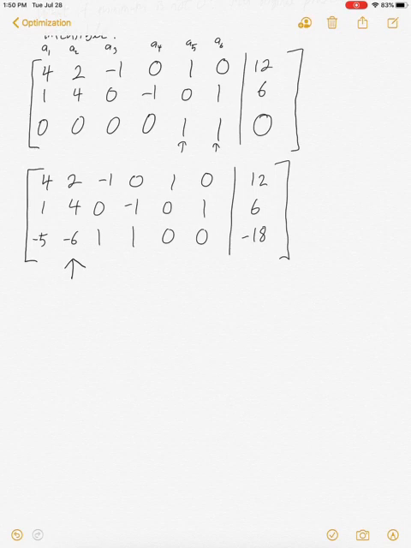Who's going to leave? Well, we compute 12 divided by 2 and 6 divided by 4. 6 divided by 4 is the smaller one. So that means we're going to pivot around this entry.